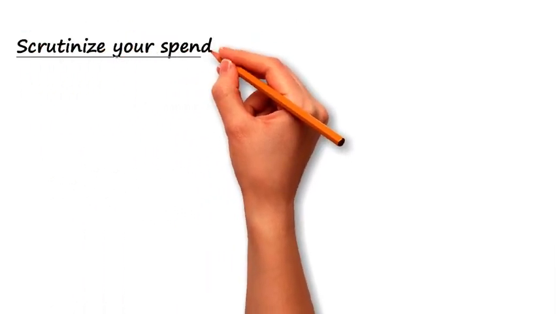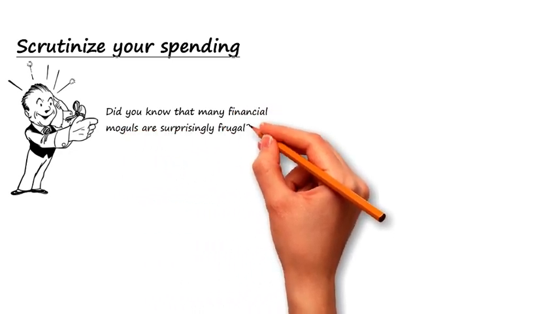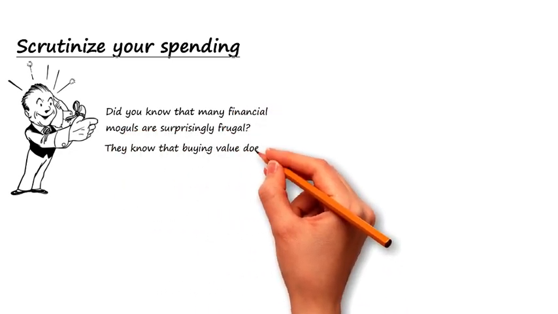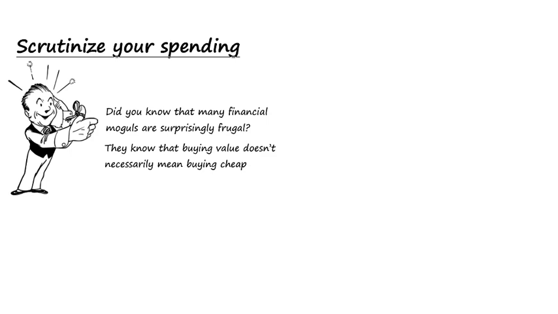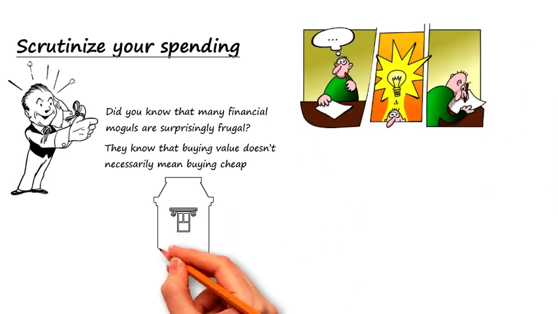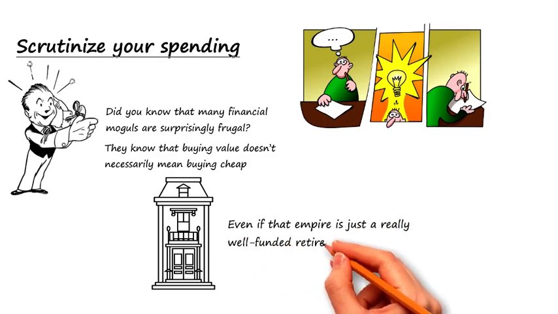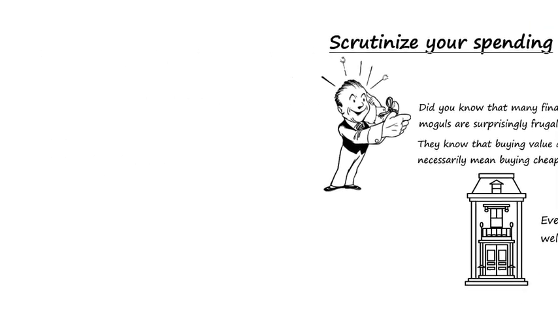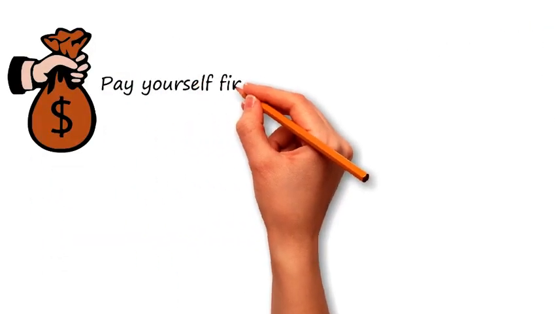Next up, always scrutinize your spending. Did you know that many financial moguls are surprisingly frugal? They know that buying value doesn't necessarily mean buying cheap. Evaluate every expense as if it's an investment in your future empire, even if that empire is just a really well-funded retirement plan.